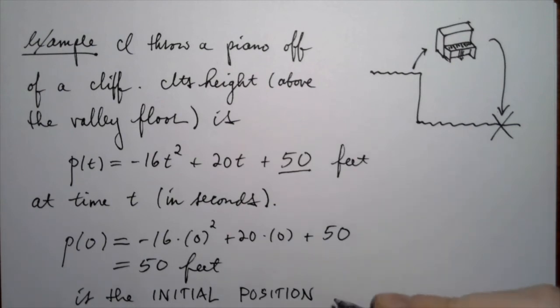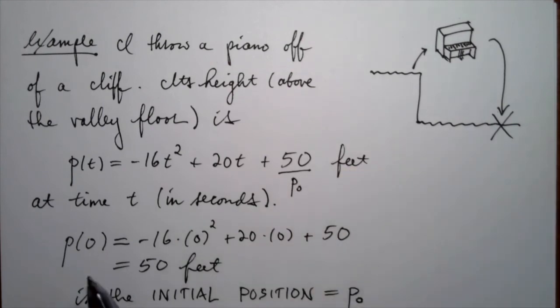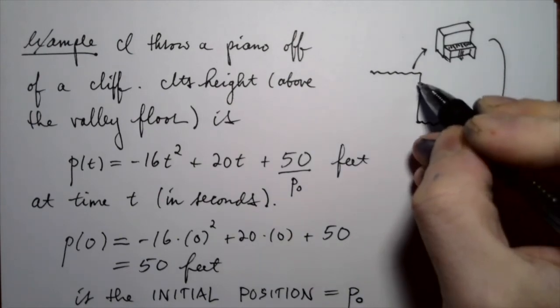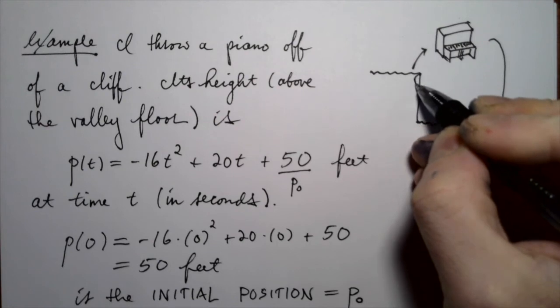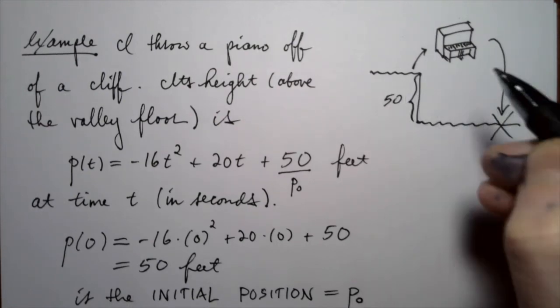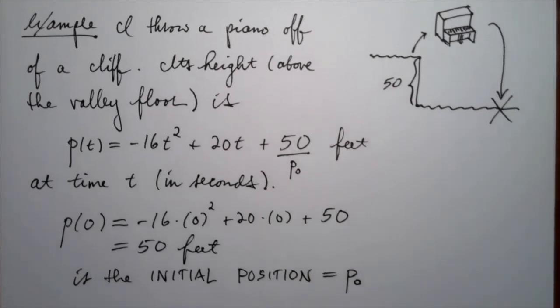It's common to abbreviate the initial position to p naught. That's a p sub 0. You often see that. It's sort of shorthand for p of 0. So in our little picture here, we might illustrate by saying that this initial height is 50 feet. Okay, great. So far, so good.